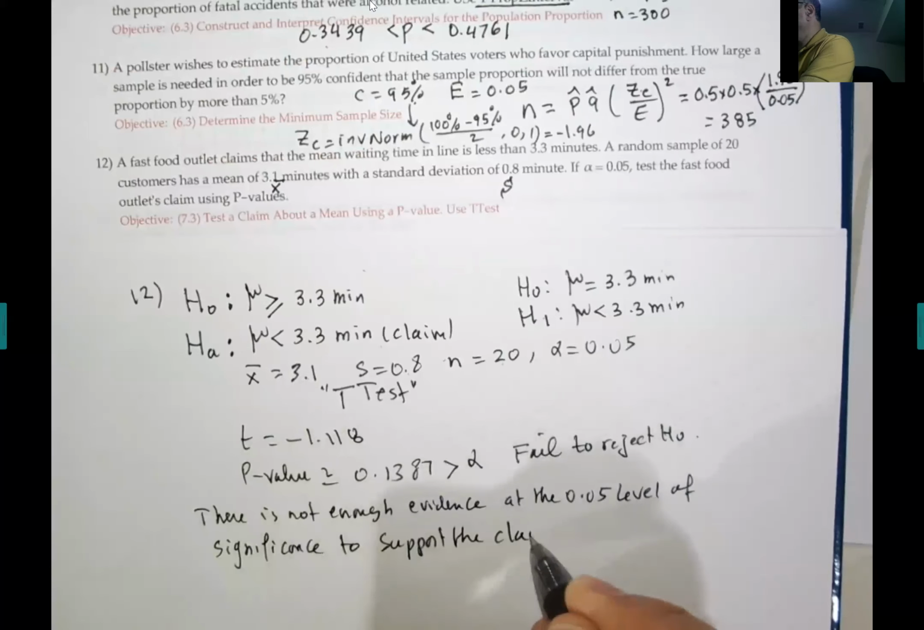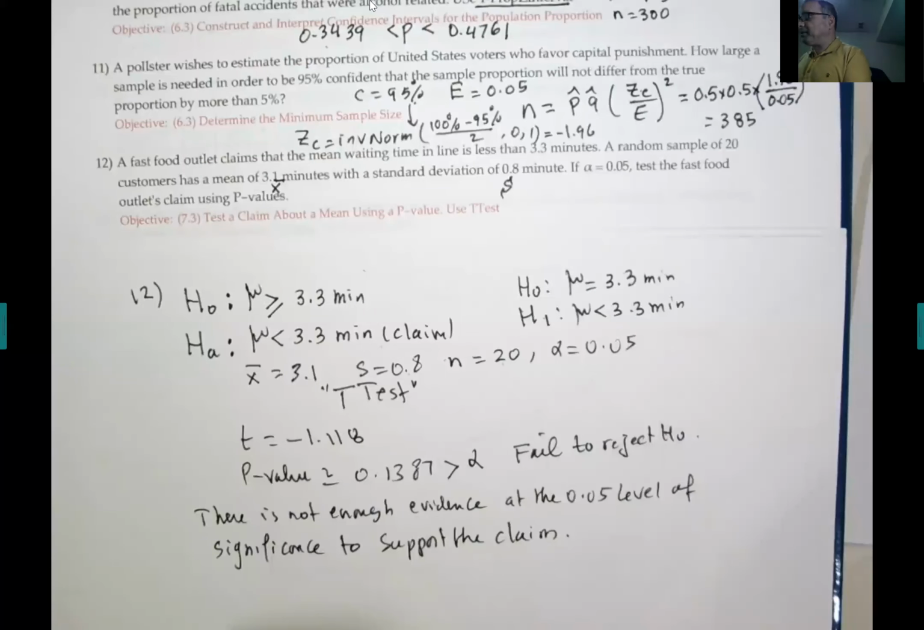So every time, guys, you do not reject the null hypothesis and your claim happens to be in the alternative hypothesis, you will not be able to support it. You can only support your claim if you end up rejecting H0. But in this case, we didn't. And that is number 12. Number 13.